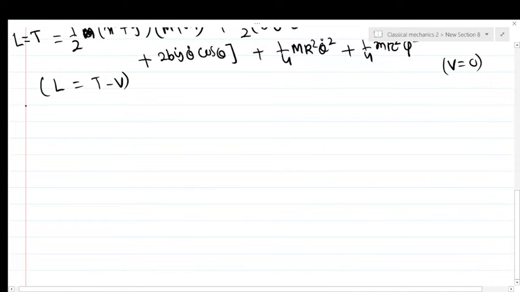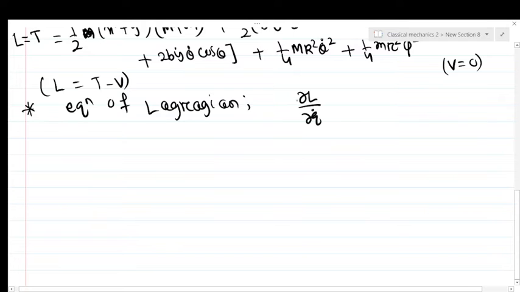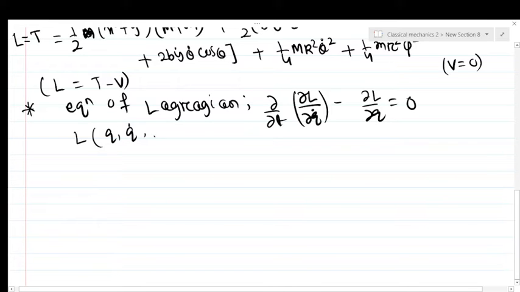Then do you know the equation of motion of Lagrangian? As I hope you all know, that equation of motion is del L by del q dot, del by del t, minus del L by del q is equal to 0. If the Lagrangian is a function of q, q dot and t, then the equation of motion will be this. Here q is the position coordinate, q dot is the velocity coordinate, and t is the time.